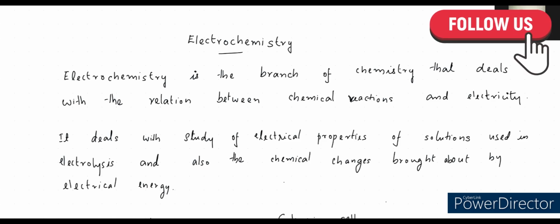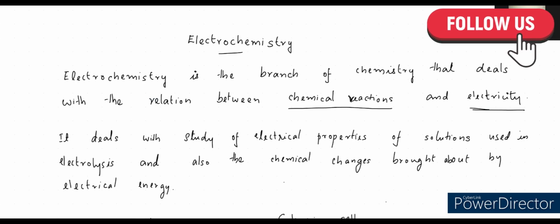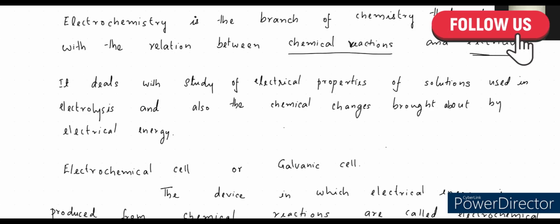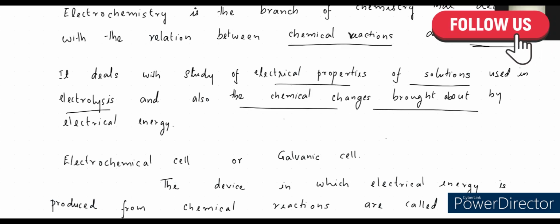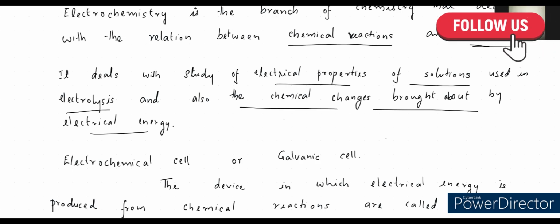Electrochemistry is the branch of chemistry which deals with the relation between chemical reactions and electricity. Chemical changes and electricity, the relation between these two is explained in electrochemistry. Electrochemistry deals with the study of electrical properties of solutions used in electrolysis and also the chemical changes brought about by electrical energy.